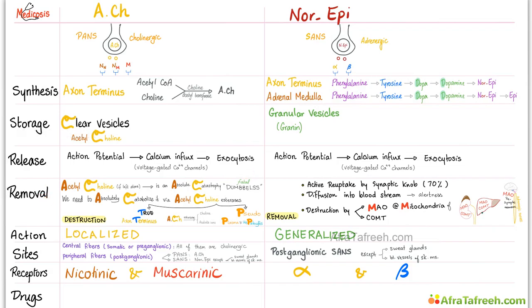How do you remove acetylcholine? By the acetylcholinesterase. You have to destroy it. We have two types of this enzyme. True acetylcholinesterase, you find in the axon terminus, and pseudo, found in the plasma and the hepatocyte.